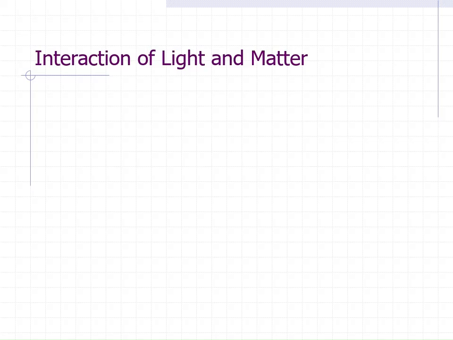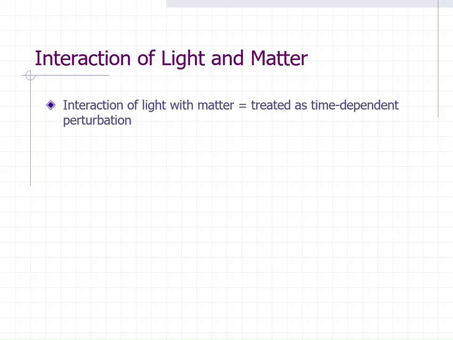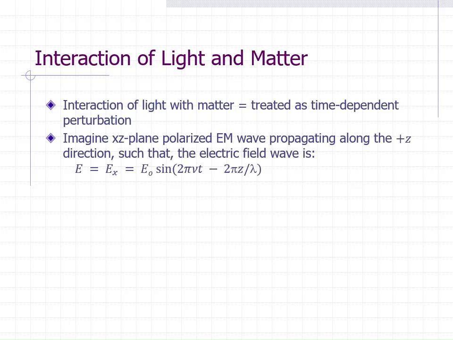Now let's look at a physical example. The interaction of light with matter can be treated as a time-dependent perturbation. Imagine a plane polarized electromagnetic wave propagating along the positive z direction.